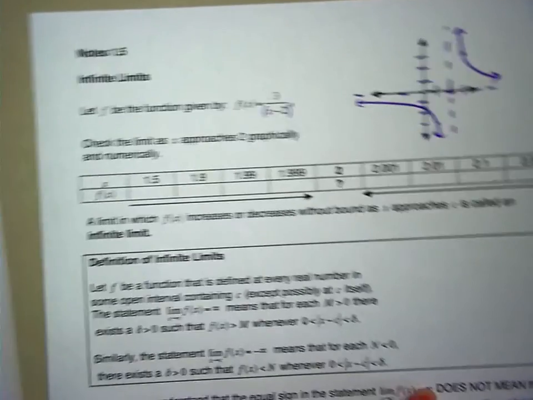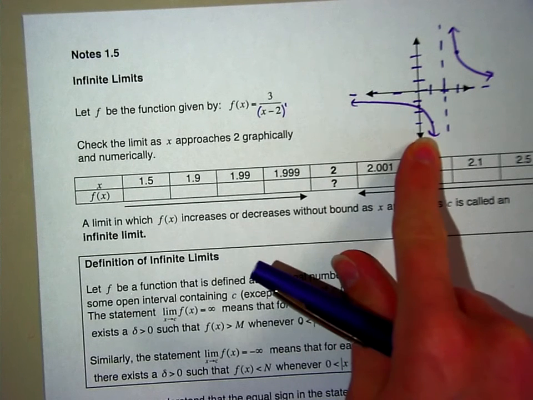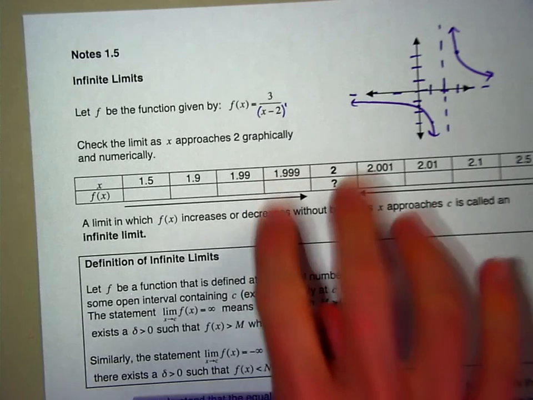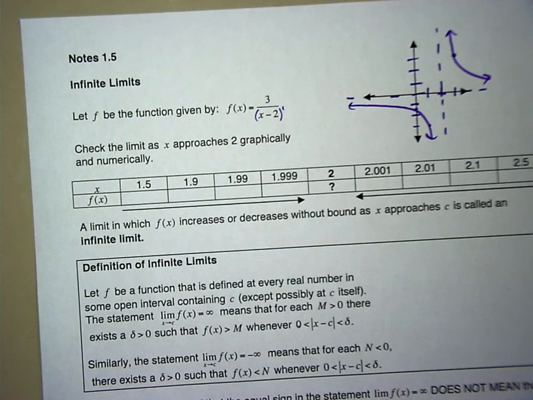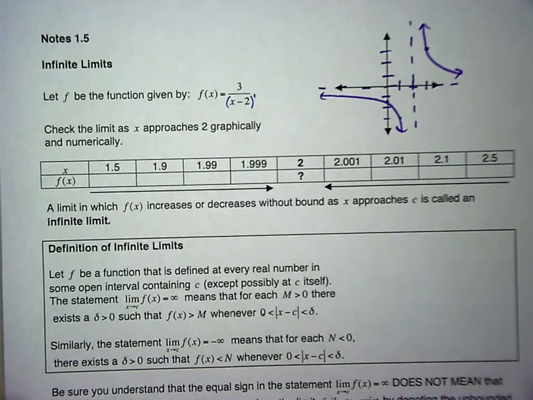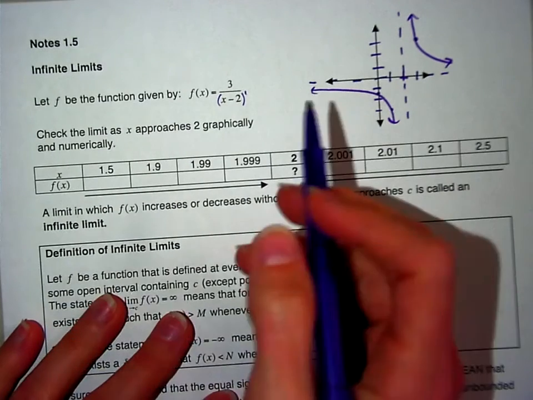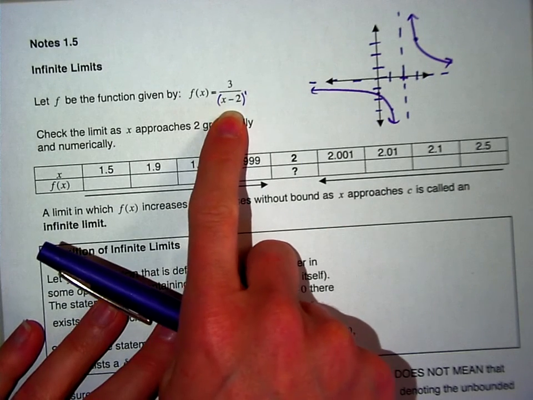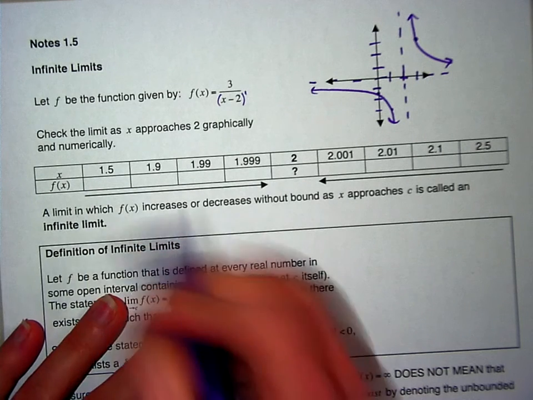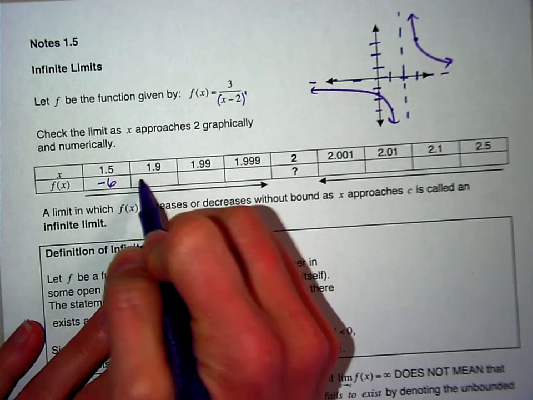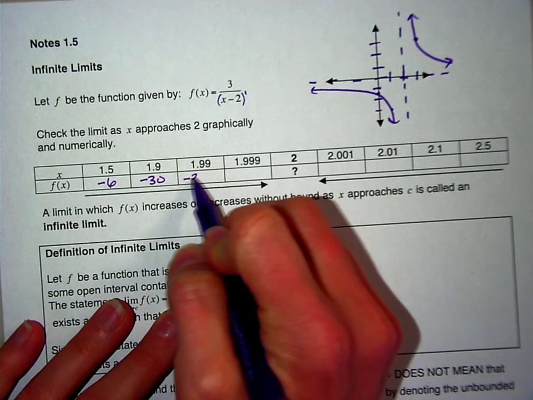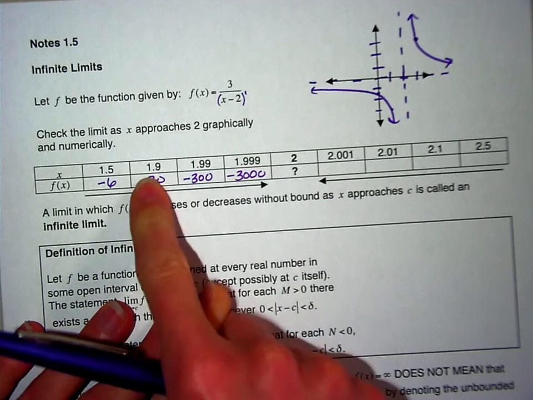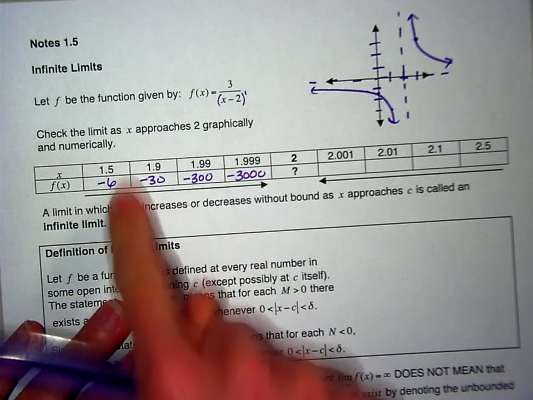Now visually, we can already see that this is going to decrease without bound, this is going to increase, but we're going to take a look numerically because it's always nice to have a wide variety of approaches in trying to figure out those limits. So if you had your calculator out, you would plug this into y1 equals, you would go to your table, plug these guys in, and you're going to get negative 6, negative 30, negative 300, and negative 3,000 as our values get closer and closer to 2 from the left side.